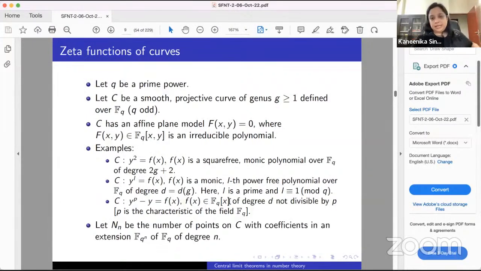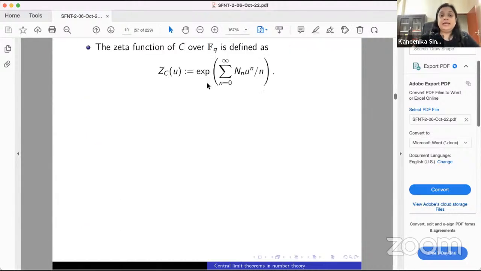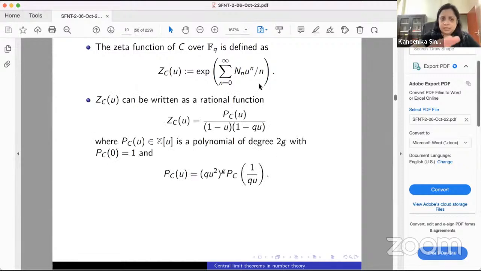Okay, so given a smooth projective curve C of genus g, which you have defined over F sub q, let N sub n denote the number of points on C whose coordinates lie in an nth degree extension of F sub q. And your zeta function can be defined in terms of these quantities. So the zeta function of C over your field F sub q is defined as the exponential of this infinite sum. And the amazing thing is, because of the arithmetic of function fields, you can see that your zeta function can be written as a rational function, where the numerator is a polynomial that depends on your curve C, and it is a polynomial of degree 2g, such that its value at 0 is equal to 1. This numerator satisfies a functional equation that relates u to 1 over qu.